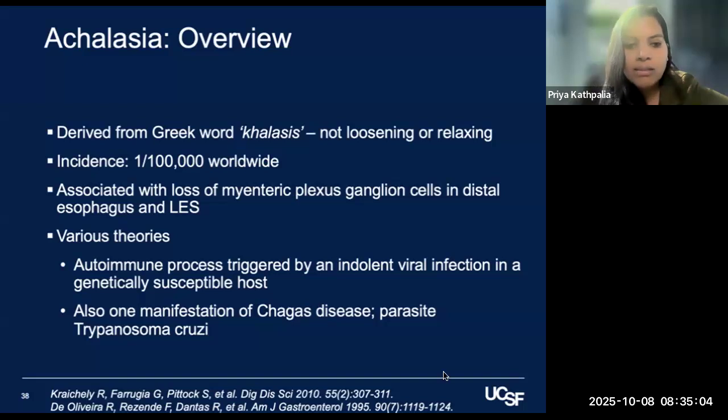The one theory that we do know is true is that they could have Chagas disease, which is due to the parasite Trypanosoma cruzi. And I should also mention that even if you do have Chagas disease, the treatment for it is not necessarily going to be different, but it's important because it can impact other organ systems.